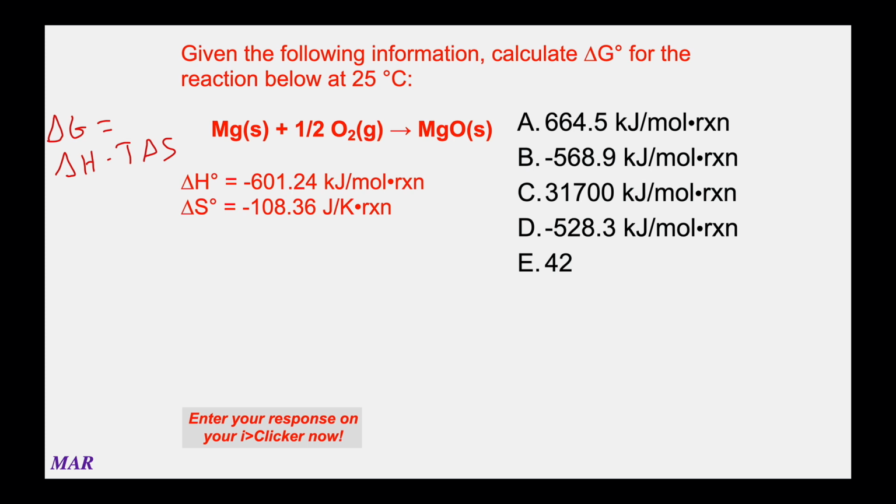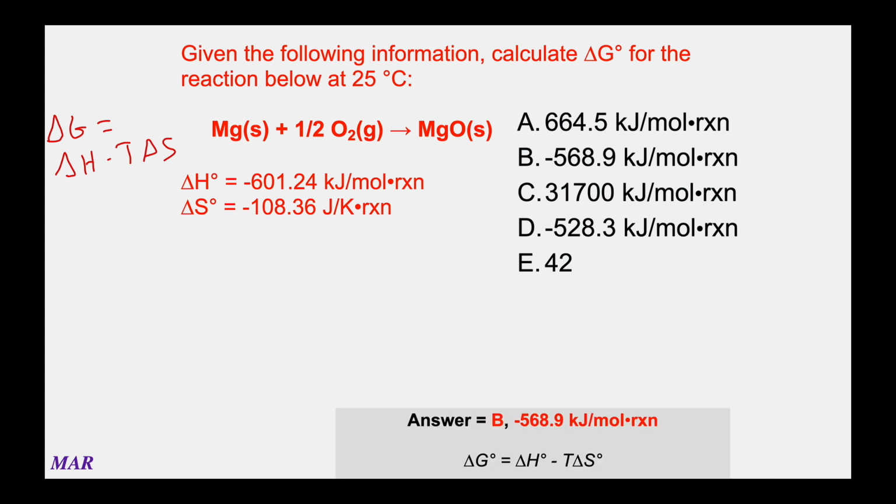And since all of the reasonable answers are given in kilojoules, I would convert delta S to kilojoules. You can do that easily by dividing by 1,000. You could use minus 0.10836 if you'd like, and that would be a kilojoules per mole value. The other thing, though, just to make sure everybody's clear, you want to make sure for temperatures you use Kelvin. So 25 Celsius plus 273 would give you a Kelvin temperature of 298 Kelvin.